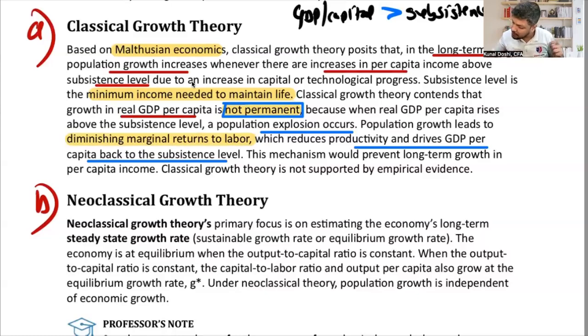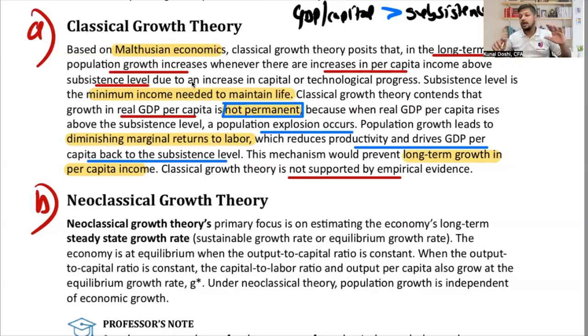So the mechanism would prevent long-term growth in per capita income. But this has not been supported by the historical evidence. For example, Switzerland and many of the European countries, and even the US for that matter, have consistently been able to have a high GDP per capita, even though the population is increasing. So this theory becomes invalid.